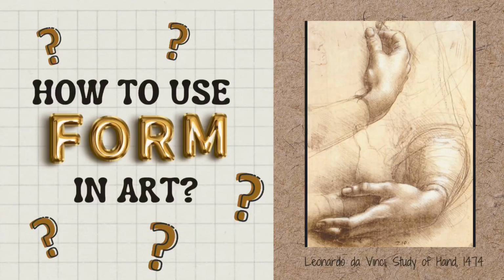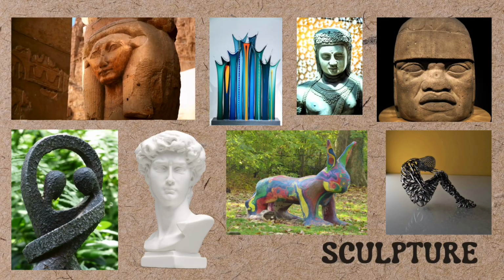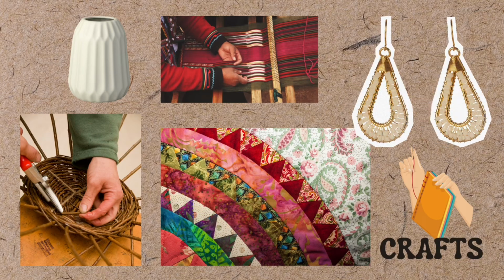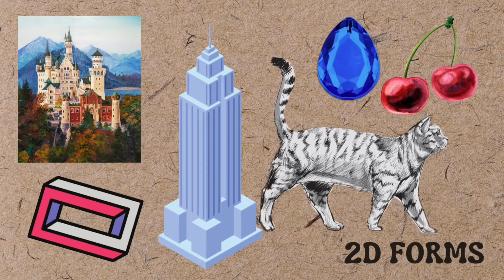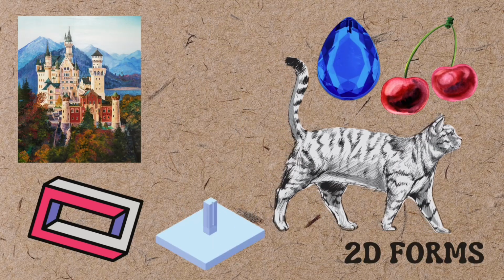So how can we use form in art? Form is seen in sculptures in carved stone, glass, and other materials. Form is seen in crafts, jewelry making, origami, weaving, ceramics, and more. Two-dimensional implied forms are found in paintings and drawings and graphic design.